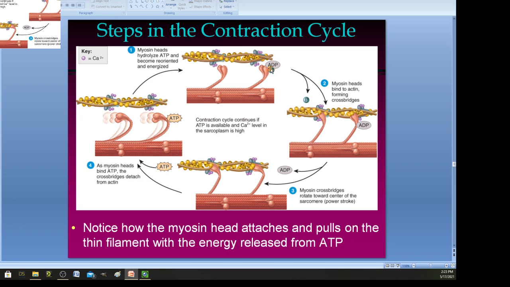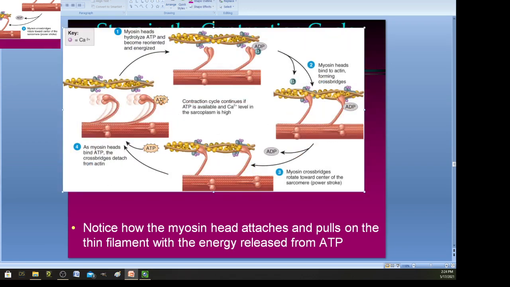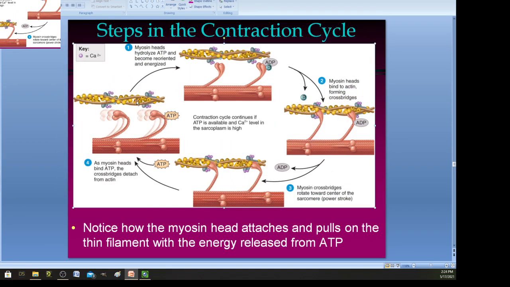See, that third phosphate's broken off right here, and then it's gone. We've energized the myosin head. Now, what's interesting is also this contraction cycle, we are continuously contracting, relaxing, because when this new ATP jumps on the myosin head, it breaks the actin from the myosin, so the sarcomere relaxes.